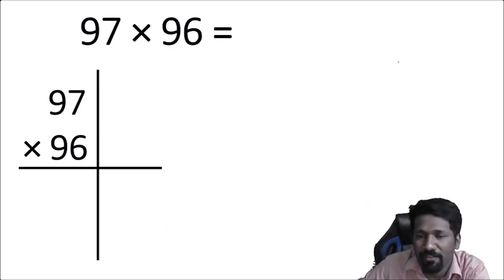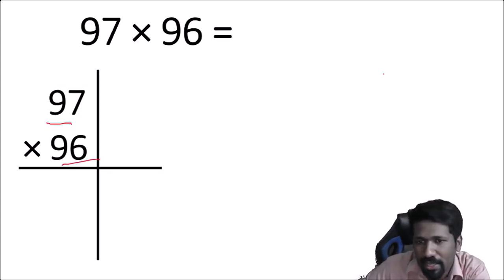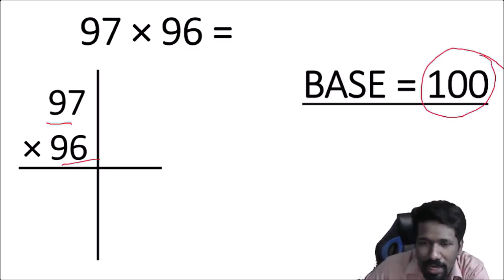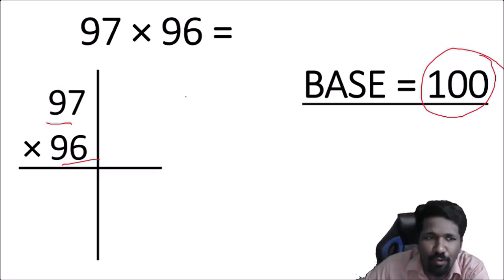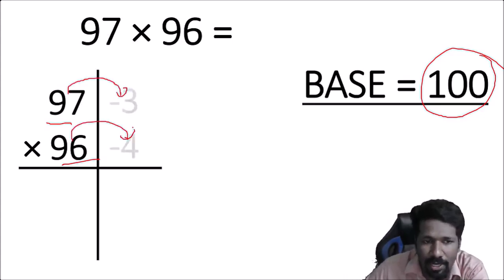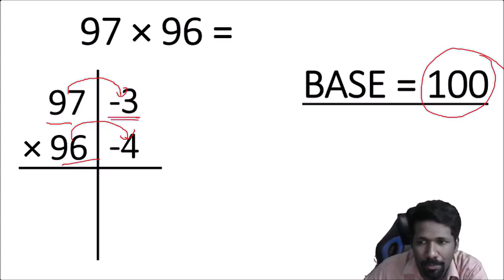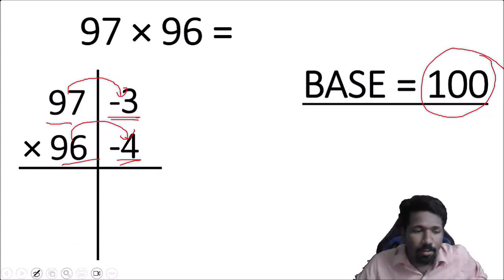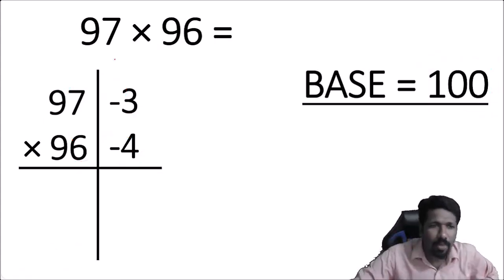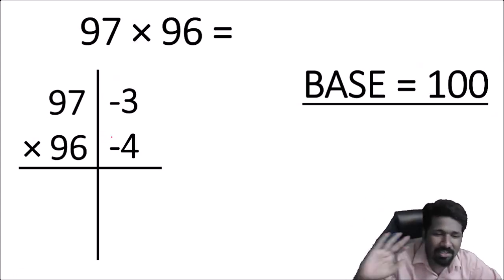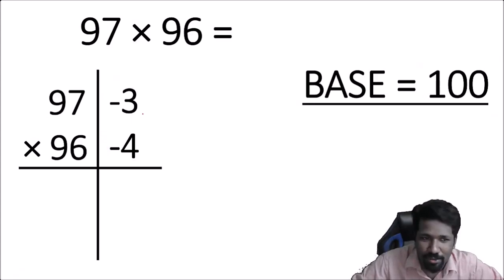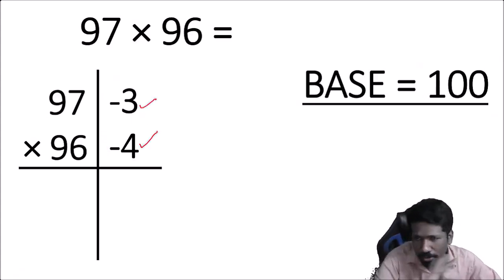First, you have to identify the base. 97 and 96 are near to 100. So the base is 100. All of you clear? Second step is find the difference from the base. That means 97 minus 100, 96 minus 100. 97 minus 100 is what? Minus 3. 96 minus 100 is what? Minus 4. Now, those of you who are in a smaller class, in case this minus 3, minus 4 is confusing, you write 100 minus 97, 100 minus 96, and you will get 3 and 4. That is very simple.